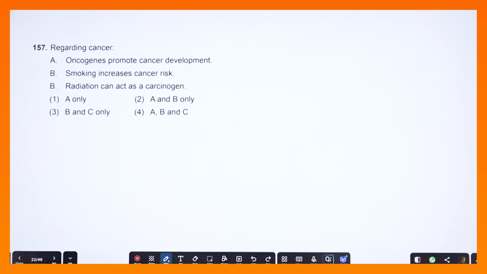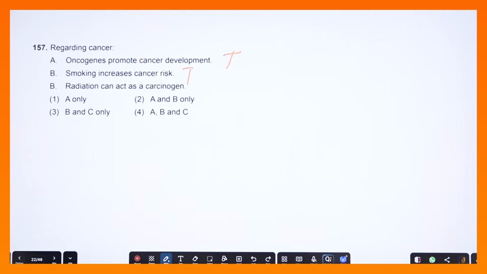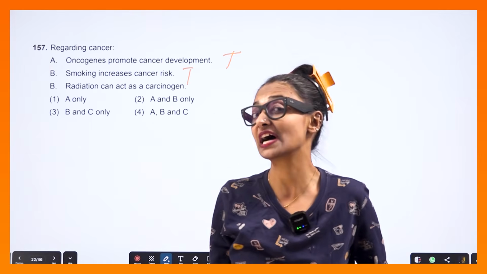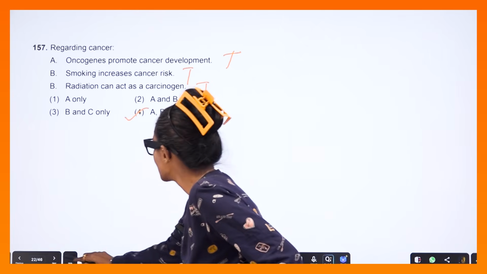Let's see. Regarding cancer, oncogenes promote cancer development. True. Radiations can act as carcinogens. Yes, they can. They can cause mutations. So I'll go with all three.